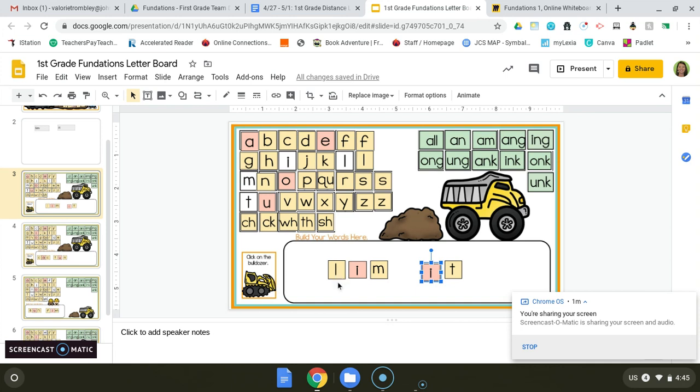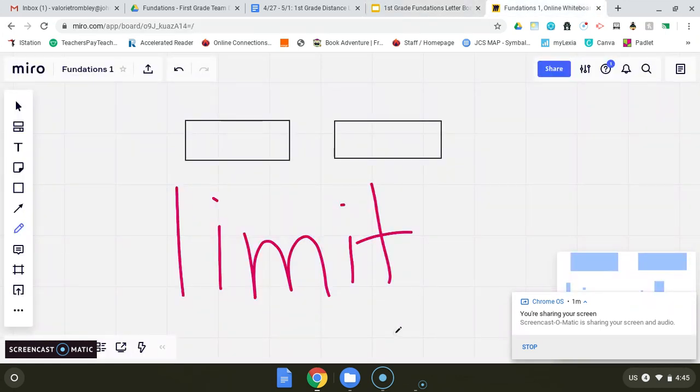So if I were to separate this word, I would separate it just like this. Lim, it. And when I put it all together, limit. Two syllables or two pushes of breath. And we're going to mark that word, move to a different scene.